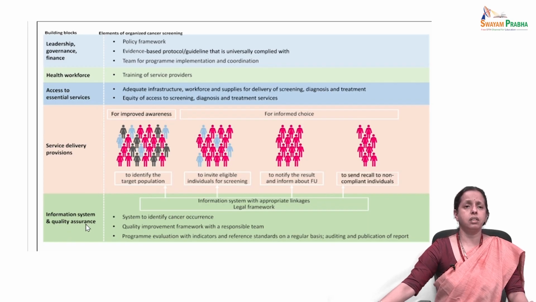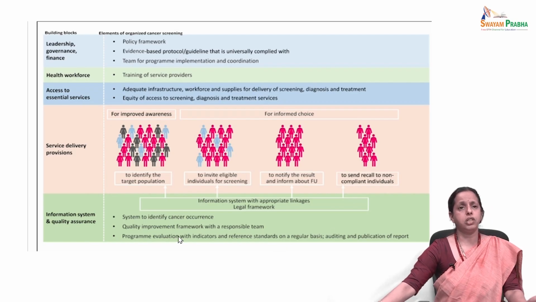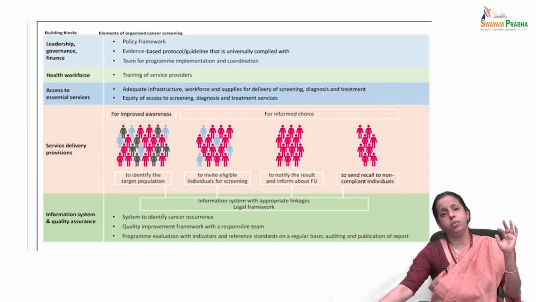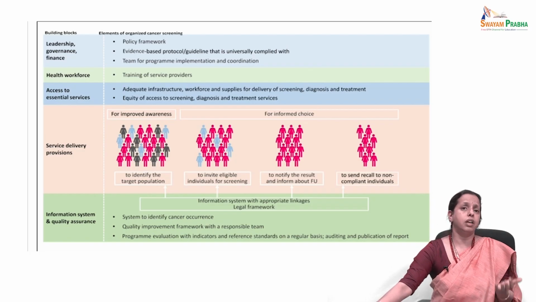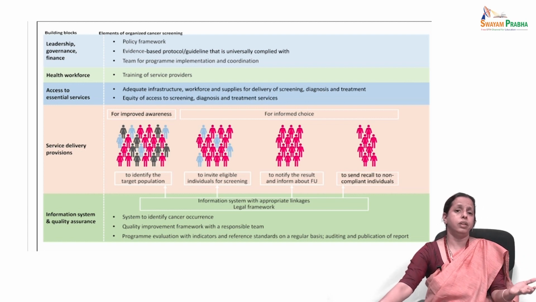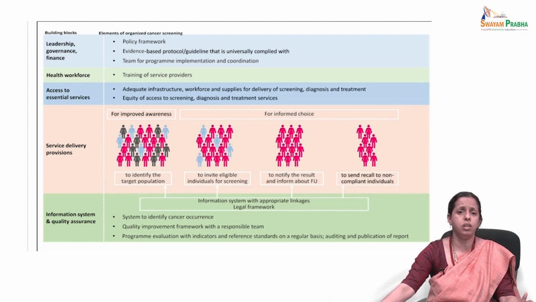Then information system and quality assurance should have a system to identify cancer occurrence, and a quality improvement framework with the responsible team should be available. This program should be evaluated with its own quality indicators and reference standards on a regular basis. When I say program evaluation, you evaluate your screening test. Is it very specific? Are the health workers helping the target population taking up the screening test? Are they following the quality compliances, so that you don't report any false positives and false negatives?